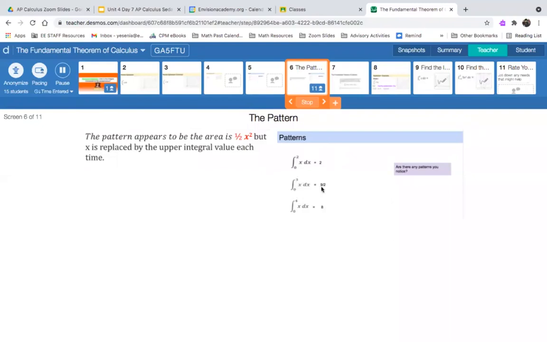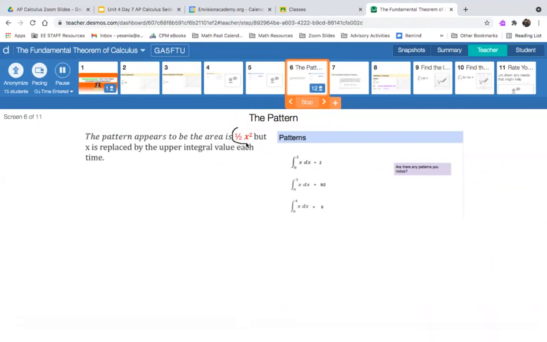From 0 to 3, we got 9/2. From 0 to 4, we got 8. And there was an actual pattern, and that pattern was 1/2 x squared. Now, that pattern is not a coincidence. That pattern is the fact that this, let me circle it.